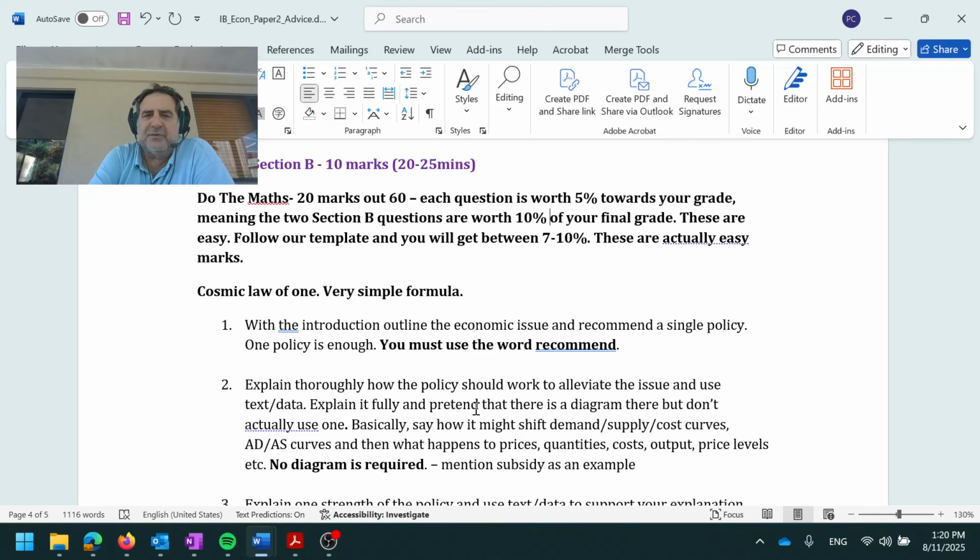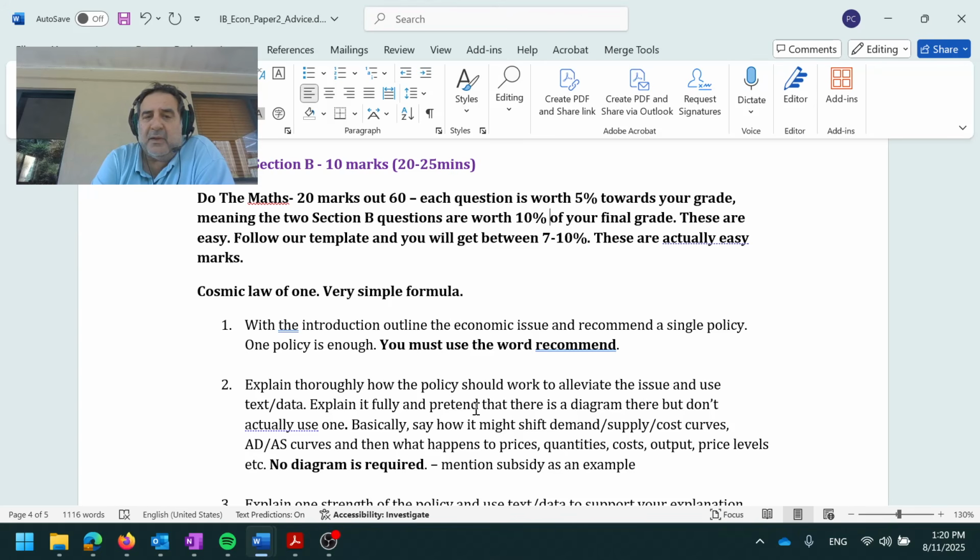You can see the allocation of time that I would dedicate to the question, probably somewhere between 20 to 25 minutes, which gives you about 30 minutes for section A. So remember, this paper is an hour and 45 minutes. So each complete question, 52.5 minutes. So the 2 section Bs, I would allocate 20 to 25 minutes. As I've said in class before, do the maths. 20 marks out of 60 dedicated to the 2 section B questions.